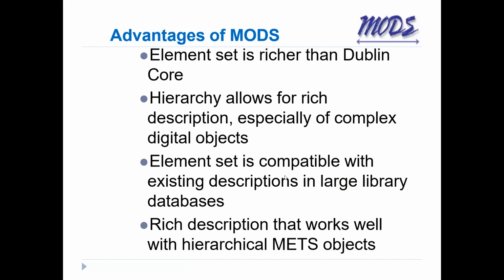It does have a hierarchy, which allows for rich description, which is helpful for complex digital objects. And it is, by its nature, typically compatible with existing descriptions in large library databases like ILS. So typically MODS is dependent upon your particular library catalog; it would be useful, or even possibly supported, in your particular catalog.